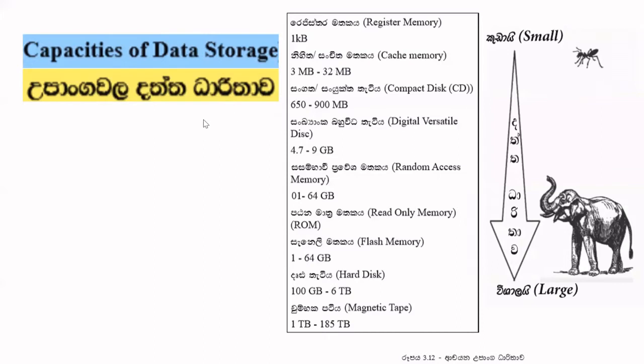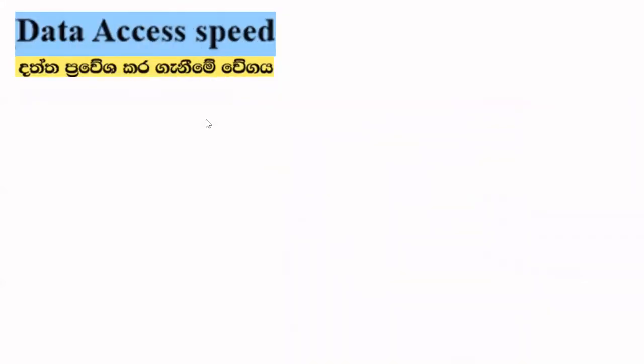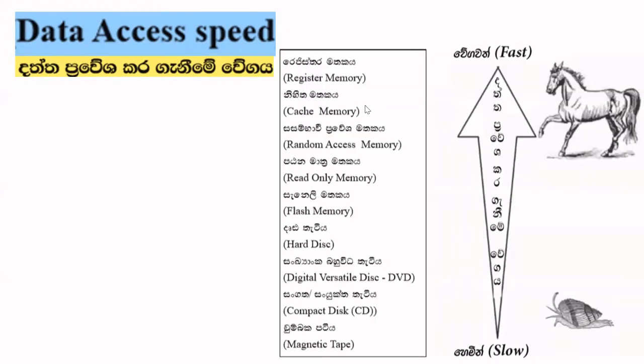Okay. Now, next one, storage devices we can order according to the data access speed. So which one is the fastest one? It is register. So you can see the horse and snail. The fastest data storage device is register.